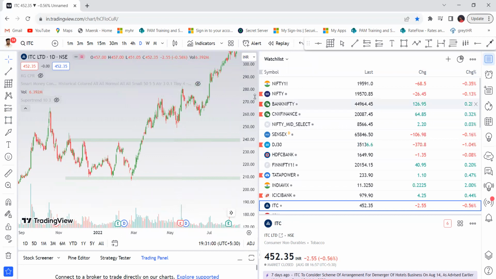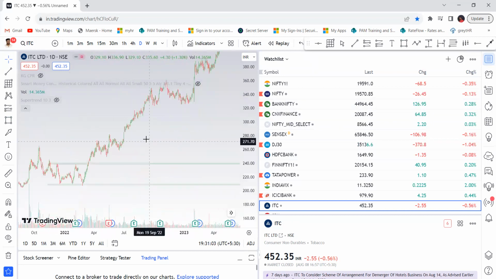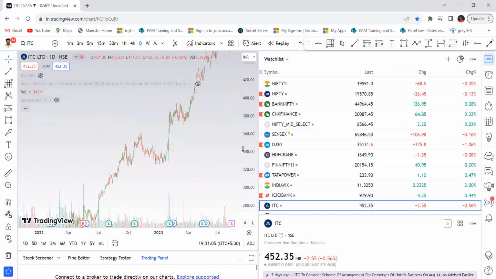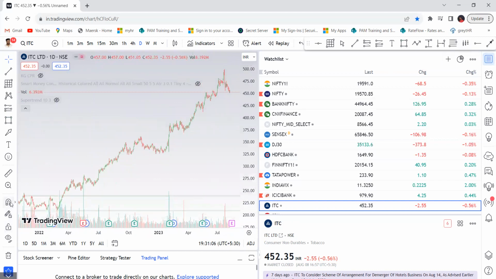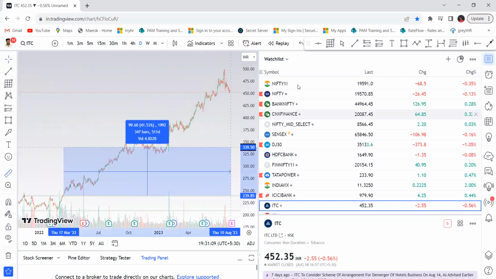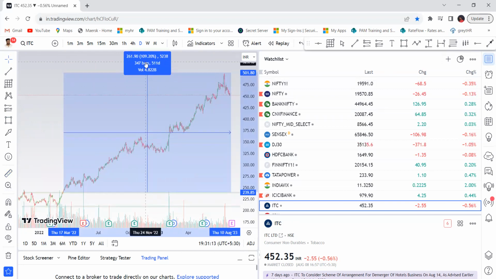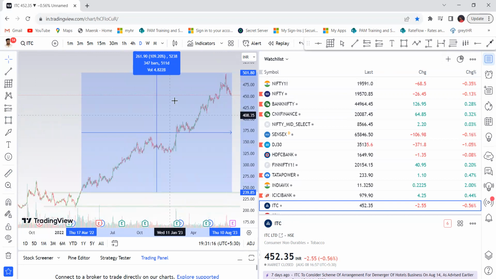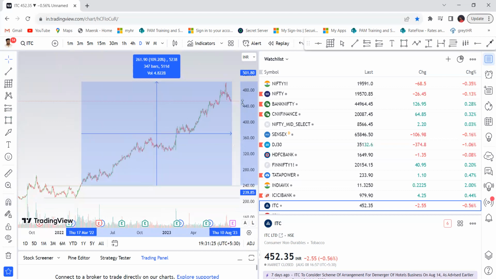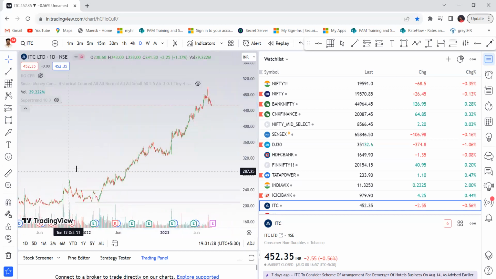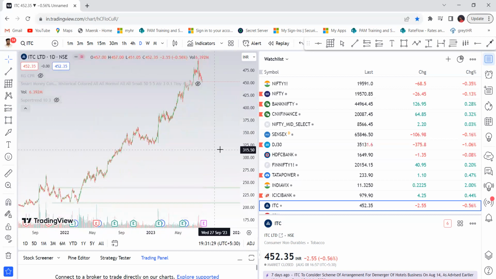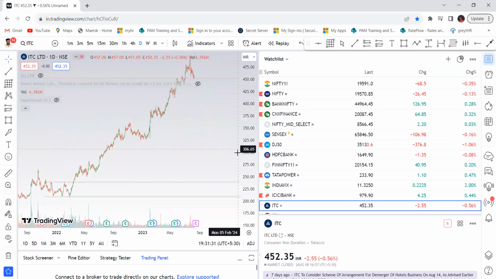But see what has happened in ITC. It forms the double bottom and it breaks, and just see what has happened after here. Price has moved 109% in the span of 511 days. So if you had invested 1 lakh or 2 lakhs, it would have doubled in just 2 years. That is the power of this pattern.